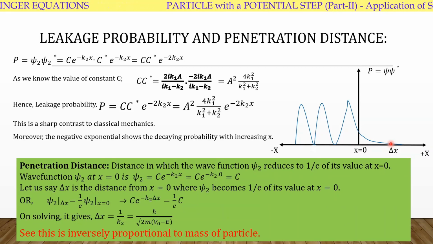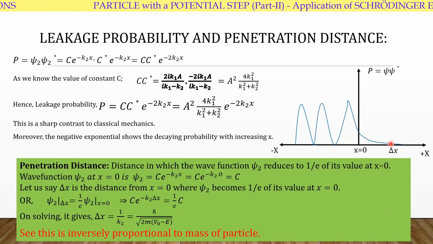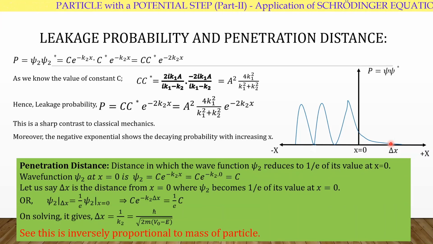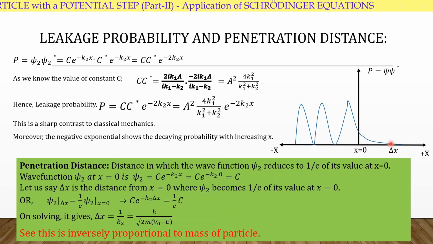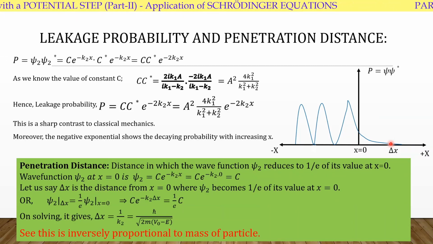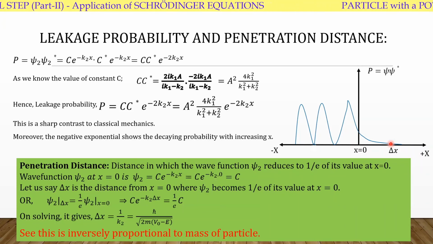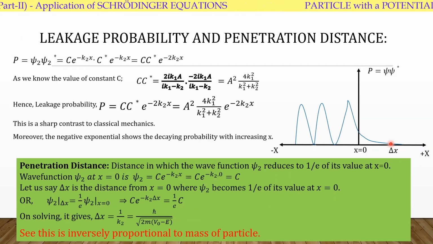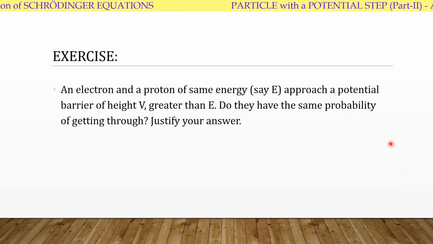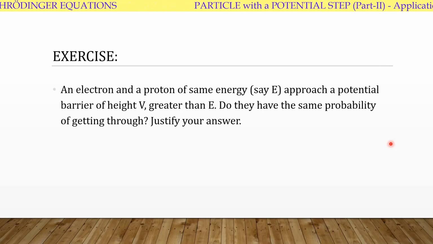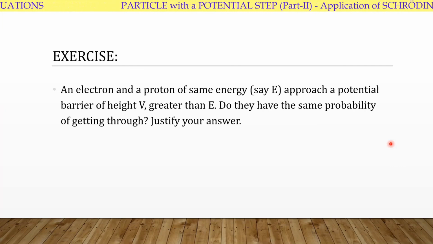So this was all about this problem of potential step. We have discussed both the cases when the energy was greater than the height of the potential step, as well as when the energy of the particle was very much lesser than the potential height. So I here give you a small exercise. You try to solve this and give your answers in the comment box.